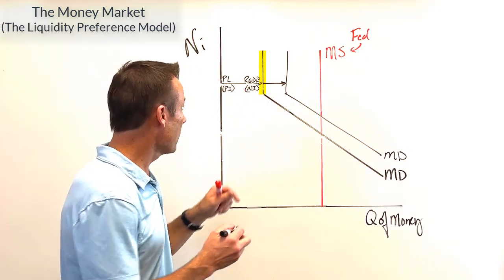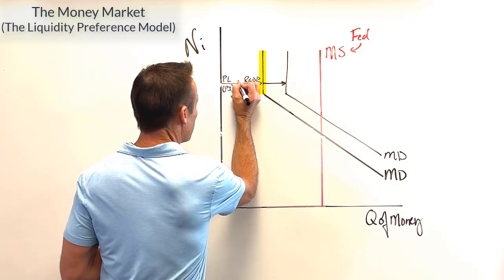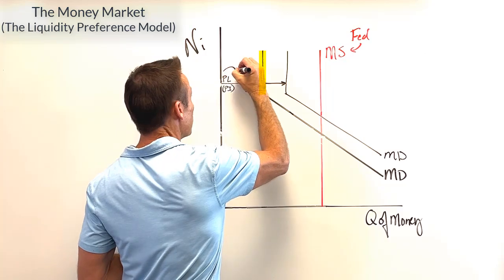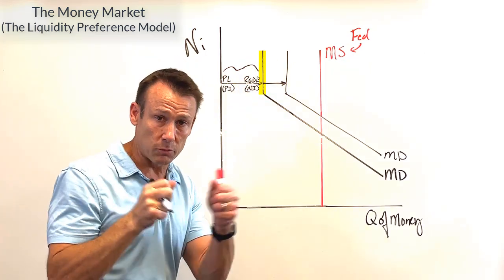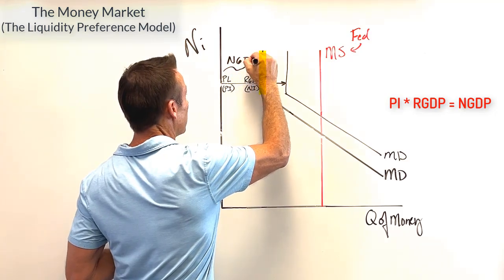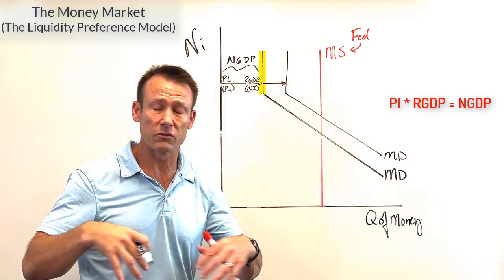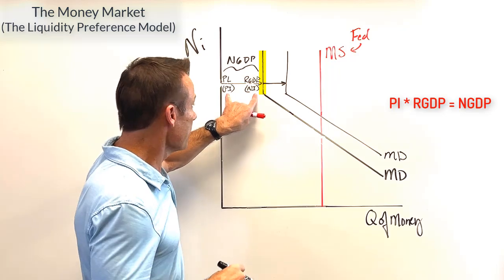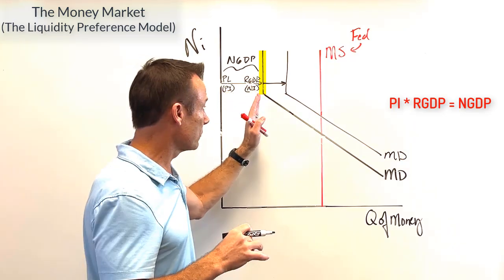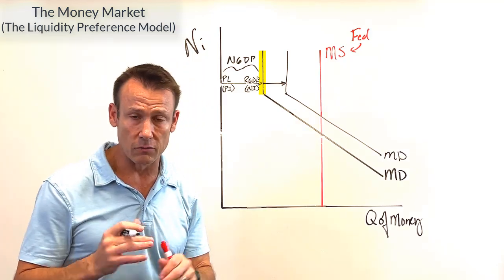Now, before I move off of that, I just want you to know that if you multiply the price index times real GDP, we're supposed to know that those two things multiplied together, the price index and real GDP, is your nominal GDP. So if a question ever said nominal GDP goes up, no problem. That just means that these two together have gone up, and so we would shift the money demand to the right.